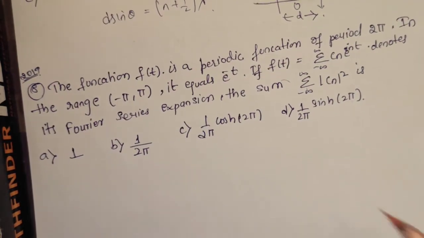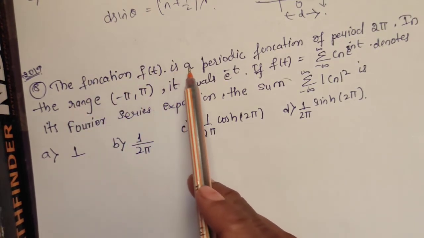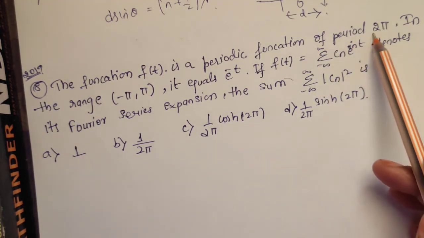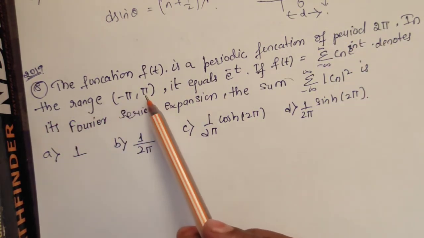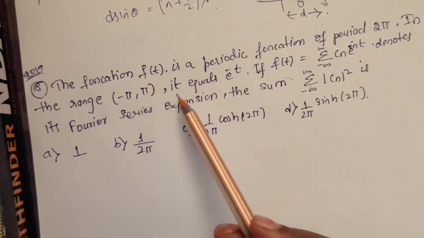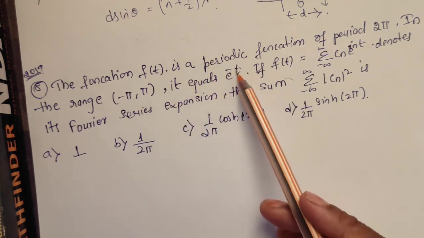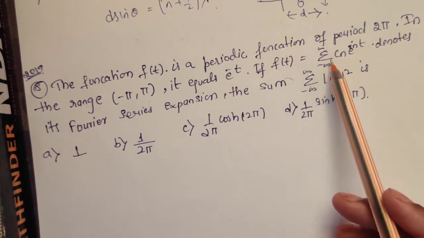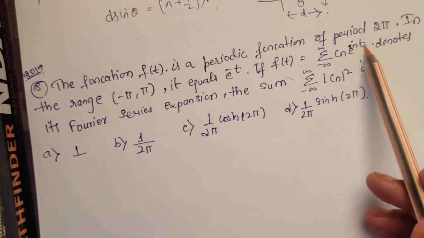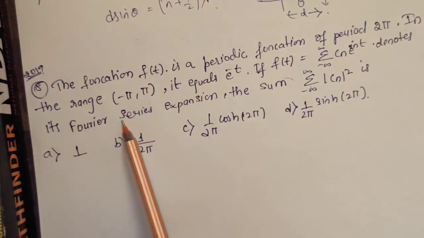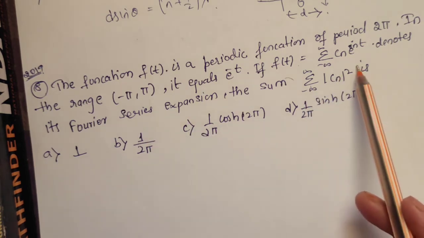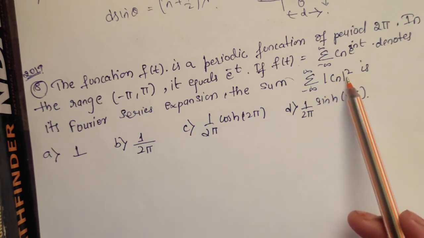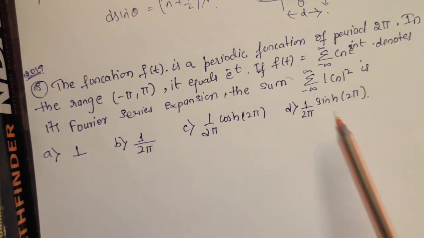Okay. Now moving on to the third question. The third question states that the function f of t is a periodic function of period 2 pi, and in the range of minus pi to pi it is equal to e to the power of minus t. If f of t is summation from minus infinity to plus infinity of Cn e to the power of i n t, denoting its Fourier series expansion, then the summation from minus infinity to plus infinity of modulus Cn square is, and these are the given options.